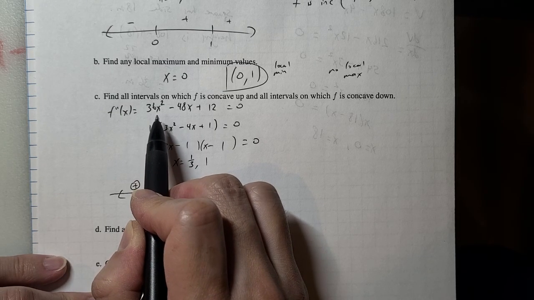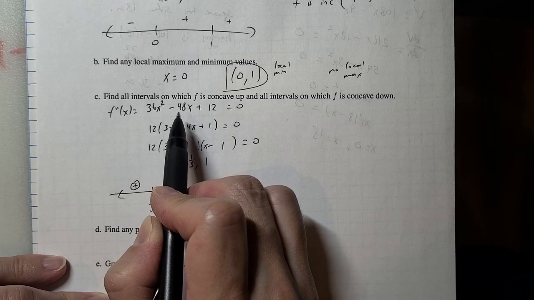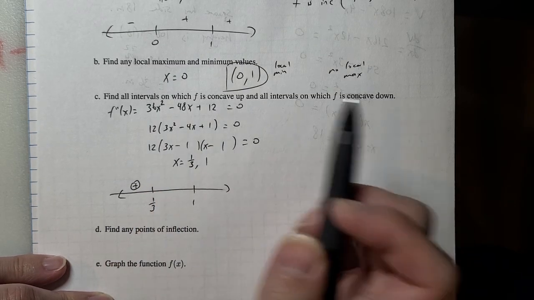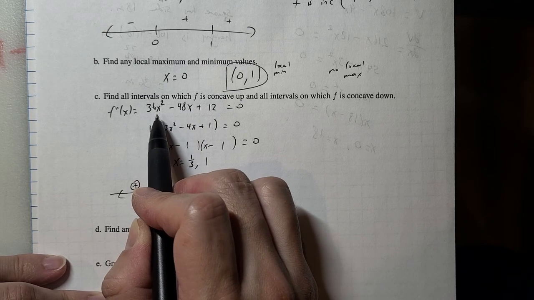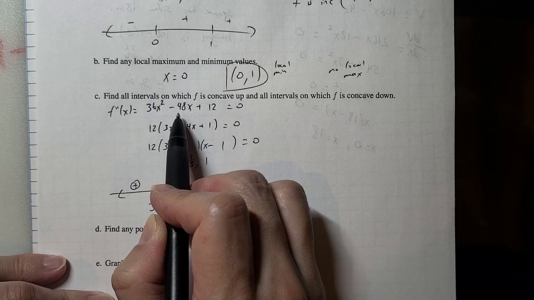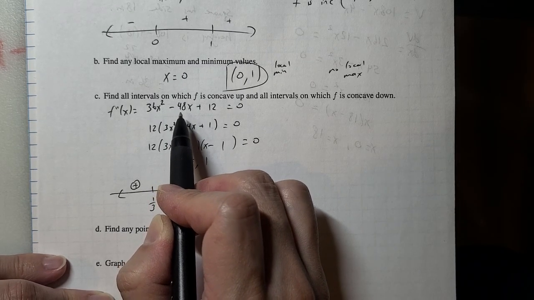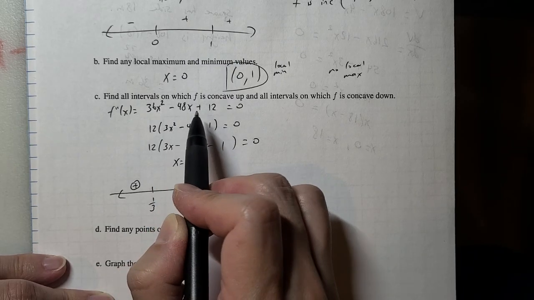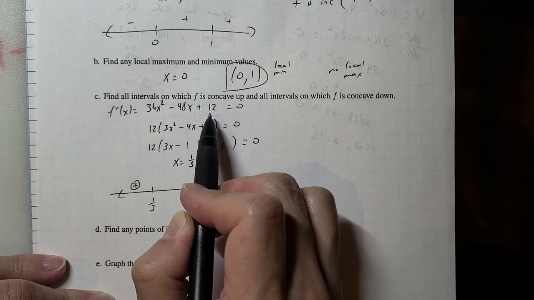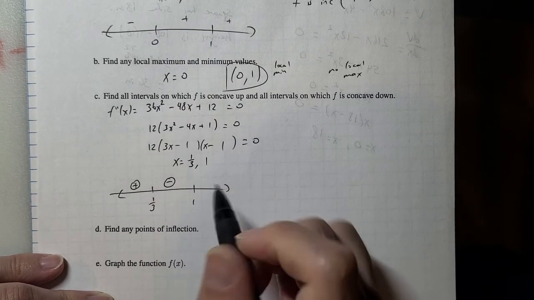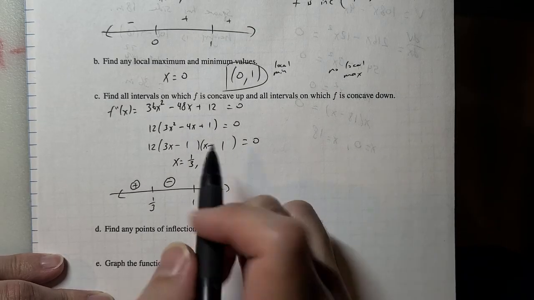36 divided by 4 is 9. 9 minus 48 divided by 2, which is 24. 9 minus 24 is negative 15. Negative 15 plus 12 is negative. And then we plug in a huge positive number, like 100.